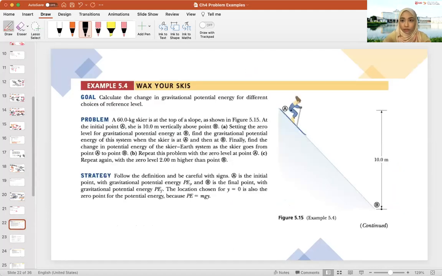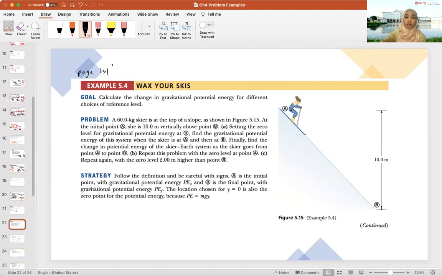Okay, so moving on to this one. Kita dah start lagi dengan spring punya example. So kita fokus on MGH and KE dulu. So wax your skis. Example 5.4, this is page 131. If you're wondering where is this ebook located, it is in your web assign. Tekan ebook. You will get your ebook there.